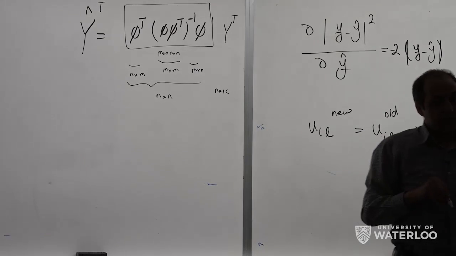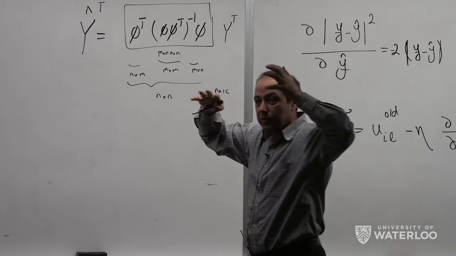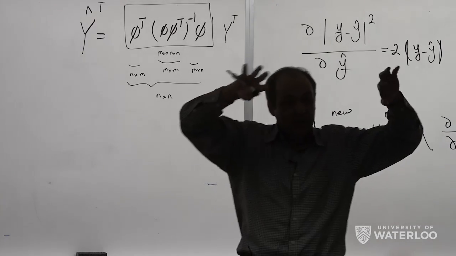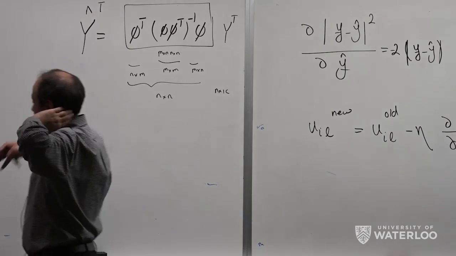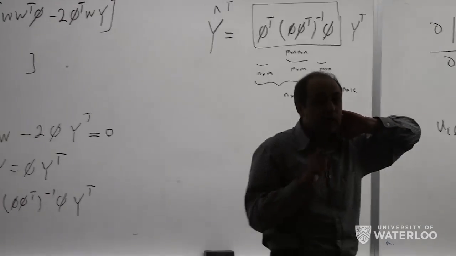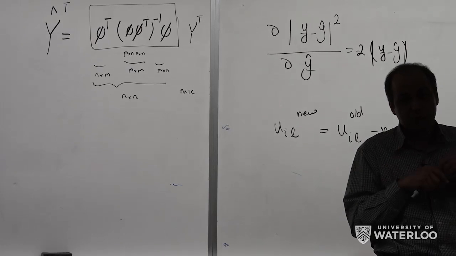It's in terms of phi, you can compute it, and y transpose is your input. So you know what the output of the model is based on these weights. So you can compute it in closed form. So RBF has a solution in closed form.